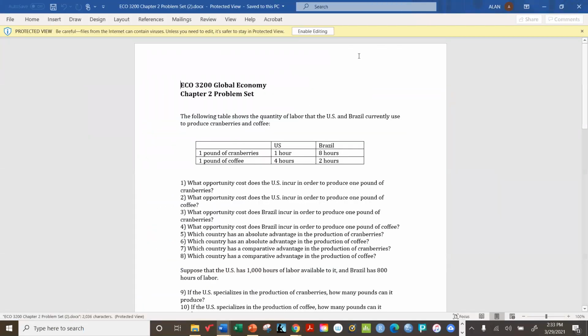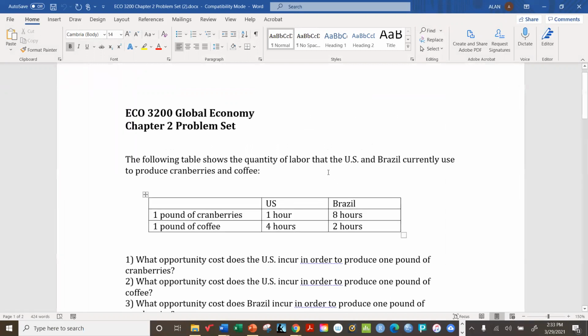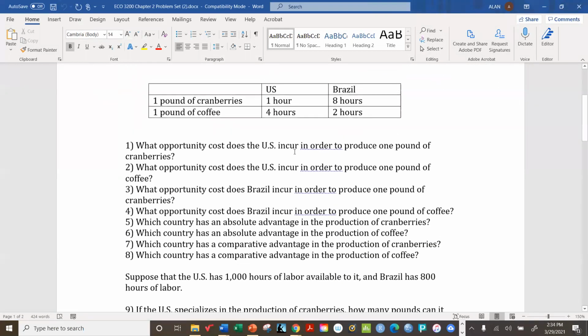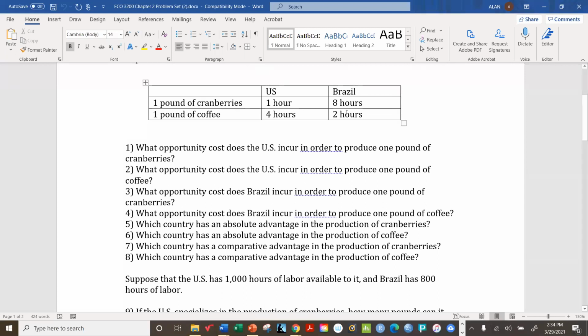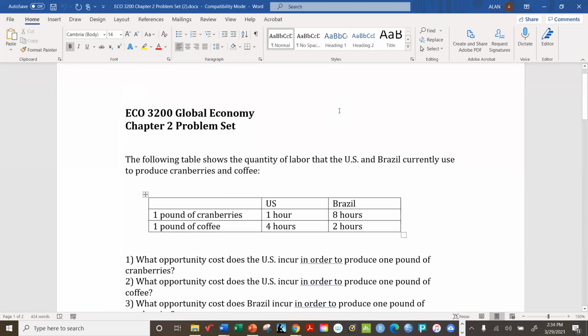It's a little bit different. This time it's US and Brazil. I changed the product slightly. This time it's cranberries and coffee. It's a very similar problem set, but the numbers are a little bit different. This time they actually work, which is good. I don't know what happened to the other one. Something was wrong with it, so I just decided to throw it out and start all over again with this one.